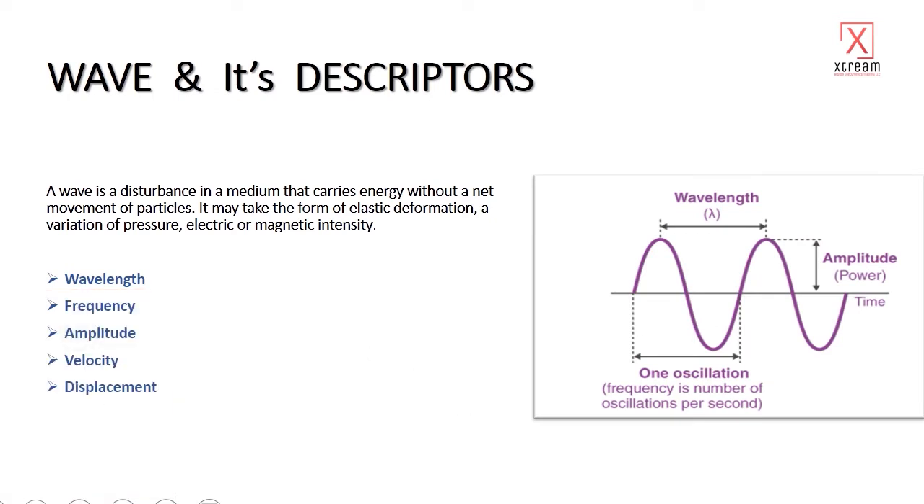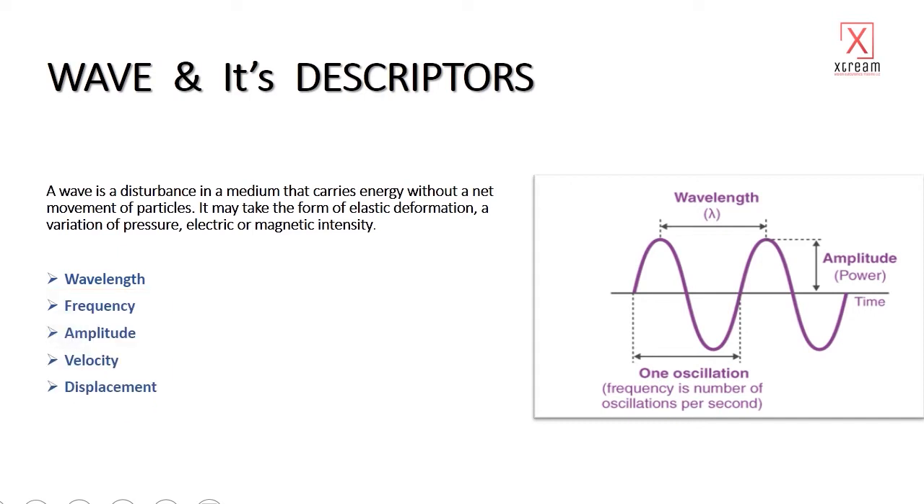Okay, now what is amplitude? The amplitude of a wave is the maximum displacement from the neutral position. This represents the energy of the wave. It means that the greater the amplitude of the wave, the greater the energy it carries.